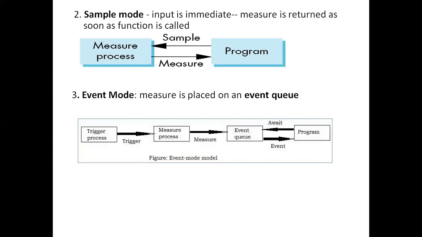And whenever its time comes in the event queue, then your CPU will process it, and it will show you on the screen. That is what they tell about event mode, where your information may be placed on the event queue. There may be multiple events that may be running.